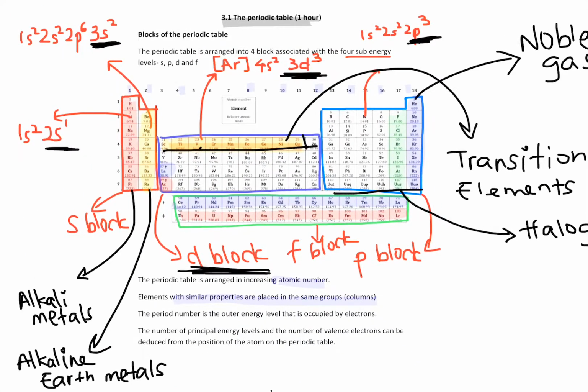And the period number is the outer energy level that is occupied by electrons. So if it is in period 1, it means that the first energy level is the outermost, period 2, the second energy level, period 3, the third energy level is the outermost. Let's see how it works. We're going to see that in more detail. The number of principal energy levels and the number of valence electrons can be deduced from the position in the periodic table. Let's see this.